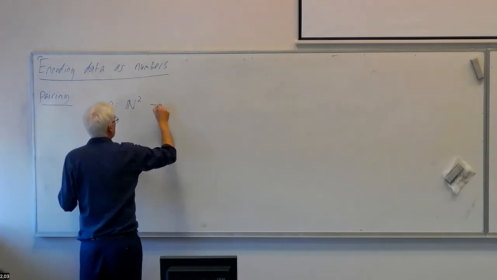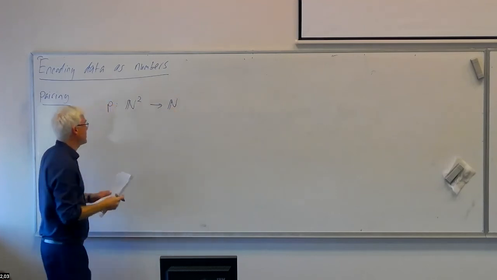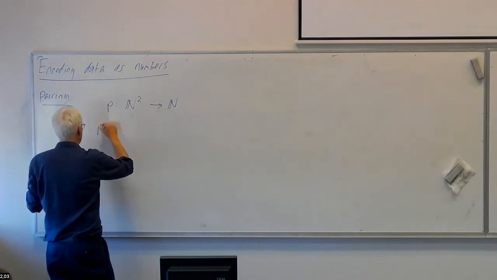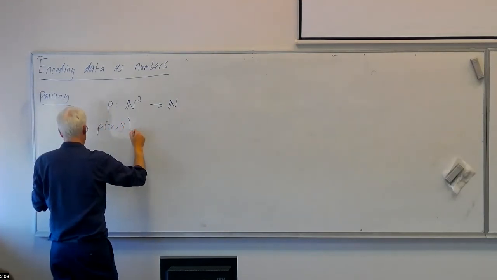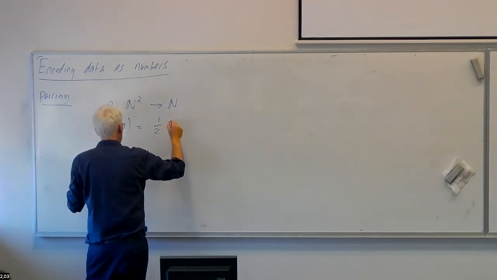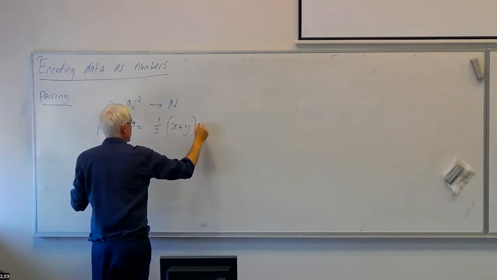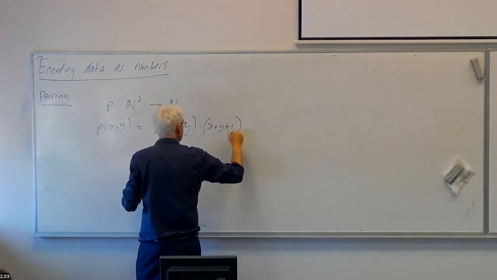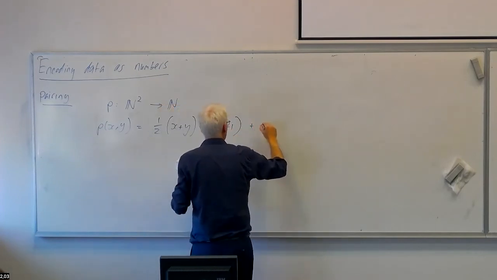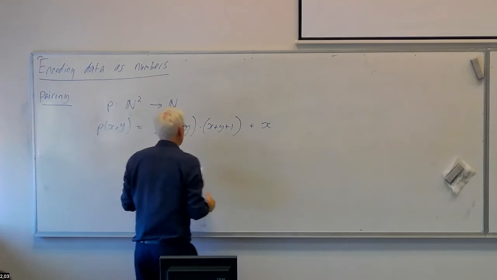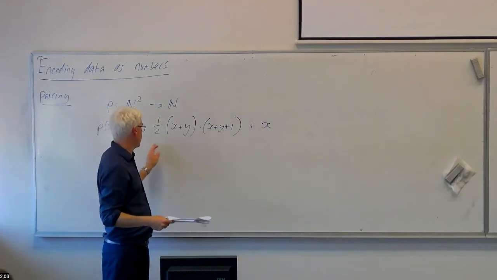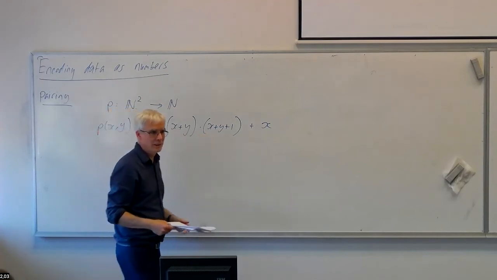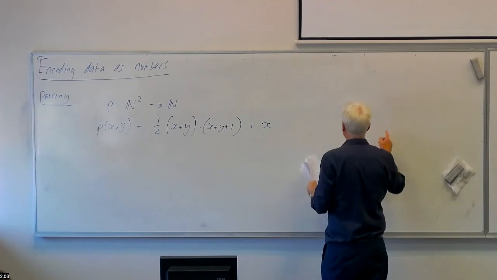So I'm going to define a function from N squared to N, which is a pairing function, and the one I always like to use, so I've used this in other classes that some of you may have taken, is the function P(x, y) = half times (x + y) times (x + y + 1), plus x. We may recognize that this computes the sum of the numbers from 1 to x + y. Is that right? I hope so.